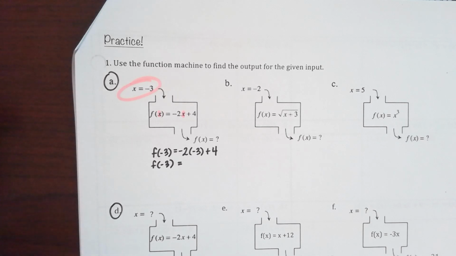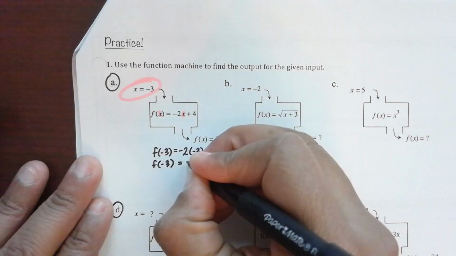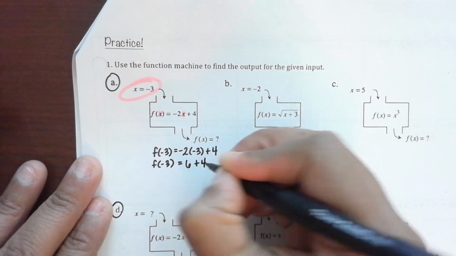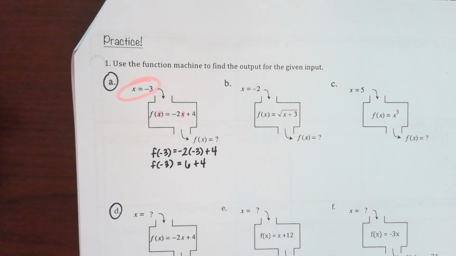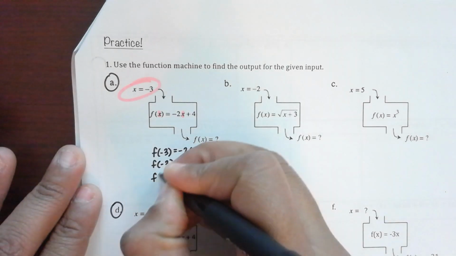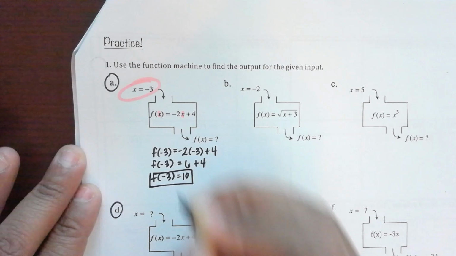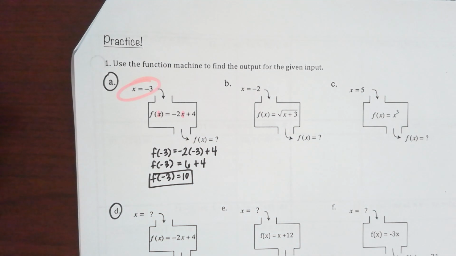-2 times -3 gets us? What needs to come down? Is there any more multiplication or division? No. So what's the last two? Add or subtract. So there's addition here. What's 6 plus 4? F of -3 equals 10. Any questions there? That's the answer?